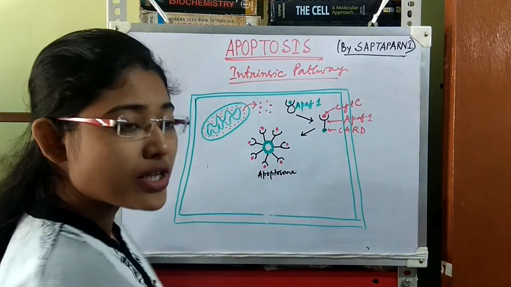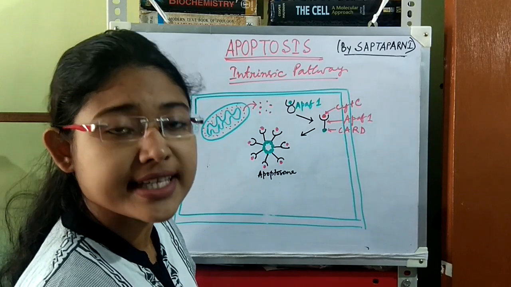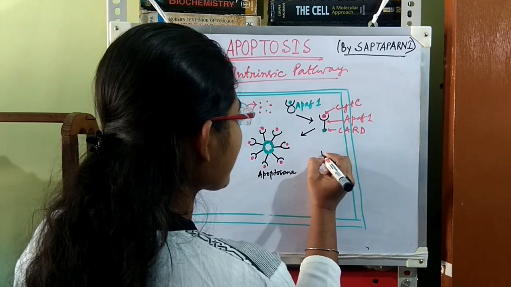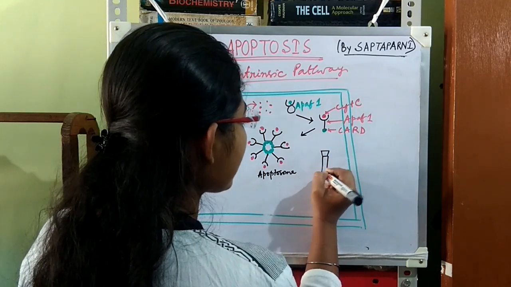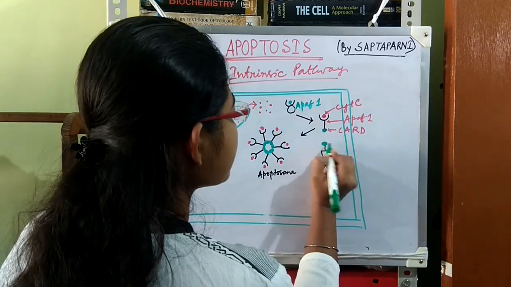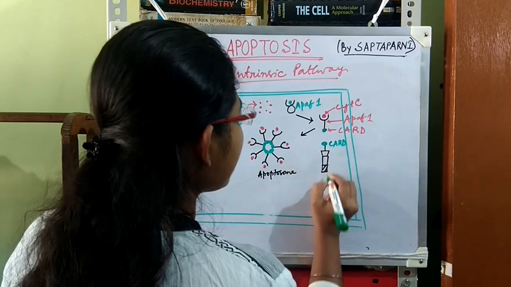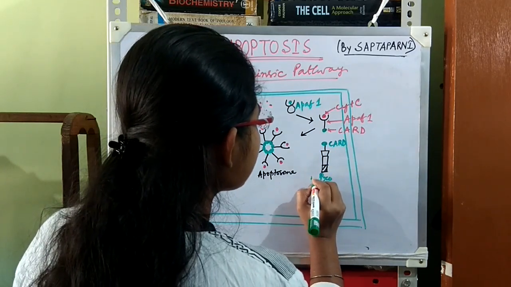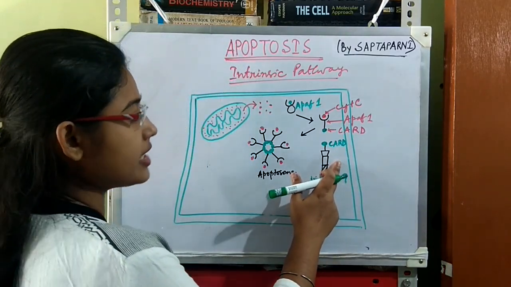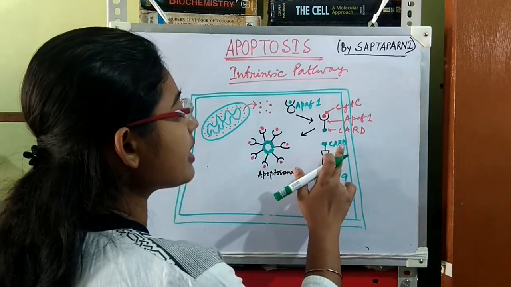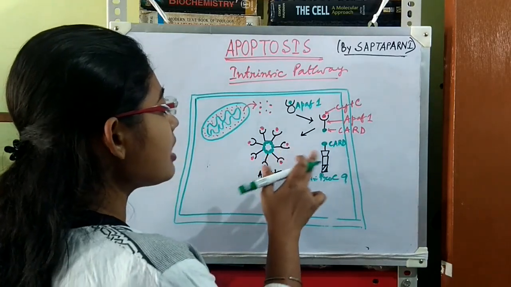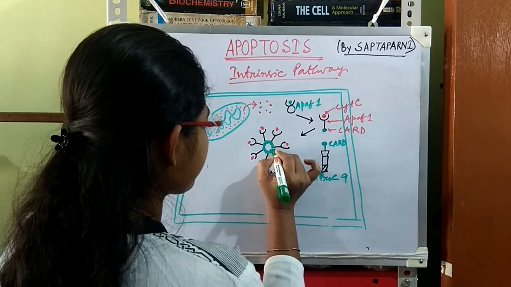In the intrinsic pathway, the initiator procaspase is procaspase 9. Inside the cytosol, procaspase 9 is also present, which looks like this and also has a CARD domain. This green one is the CARD domain, and this is the initiator procaspase 9. Seven initiator procaspase 9 molecules, with the help of their CARD domain, bind with the CARD domain of APAF1 and form another structure. See, like this.